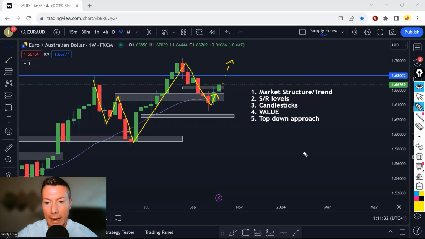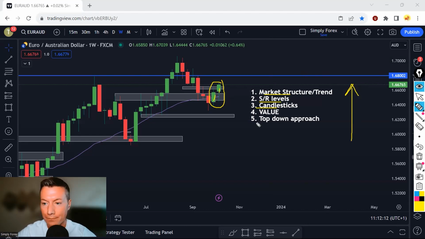Now we're going to look at support and resistance levels. So this was a big weekly level through here, and price has now bounced off of this level, and you can see we're getting a bullish reaction. So we've bounced off of a support level. You can also see the candlesticks, guys. These candlesticks are very bullish. So just looking at market structure, support and resistance, and candlesticks, the weekly chart is telling us we can buy Euro Aussie dollar. Would you not agree?